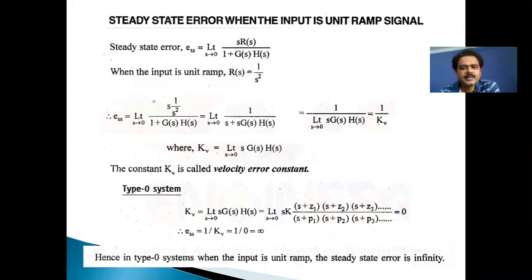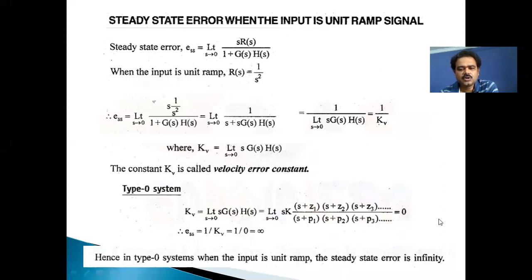Okay. Now apply the same to a type 1 system. A type 1 system means you will have s in the denominator. One pole is present at the origin. So s is present in the denominator. Because of this, s and s get cancelled. Okay. So you will get a constant value here.